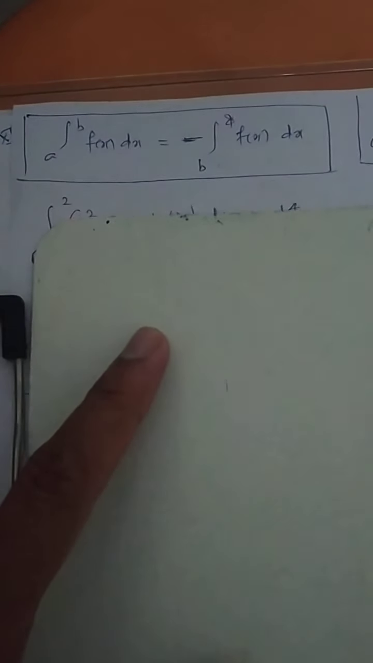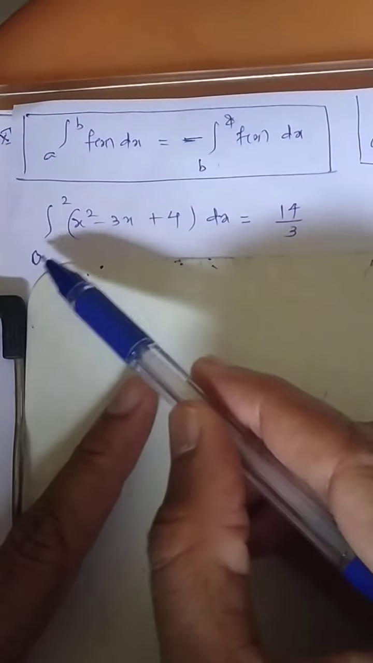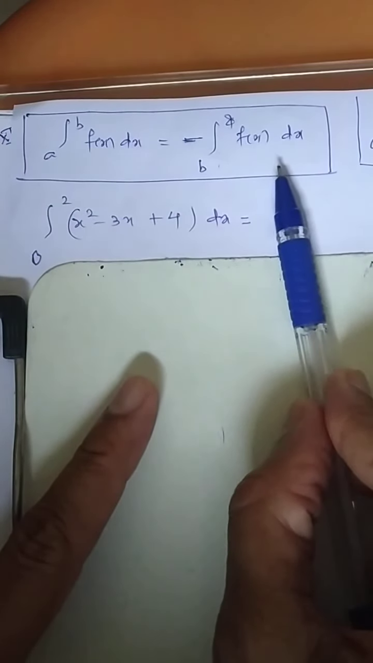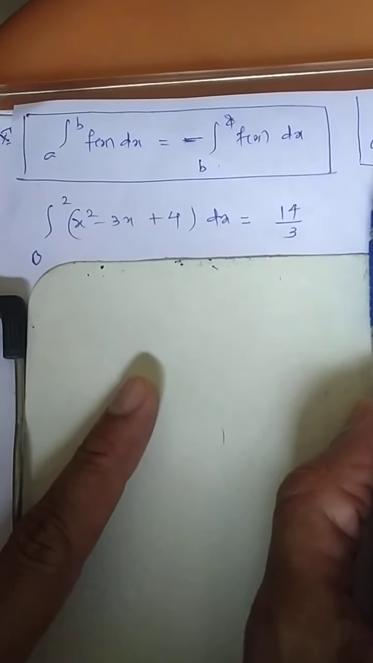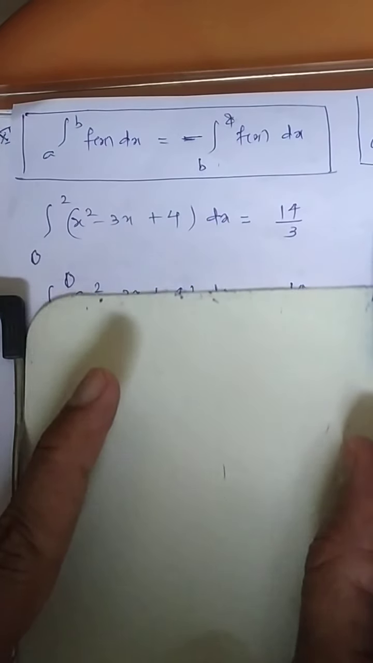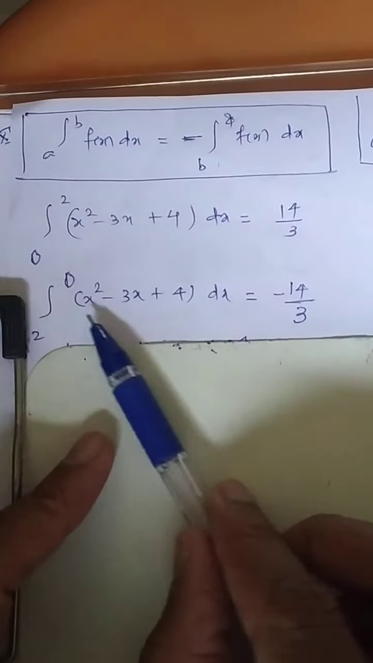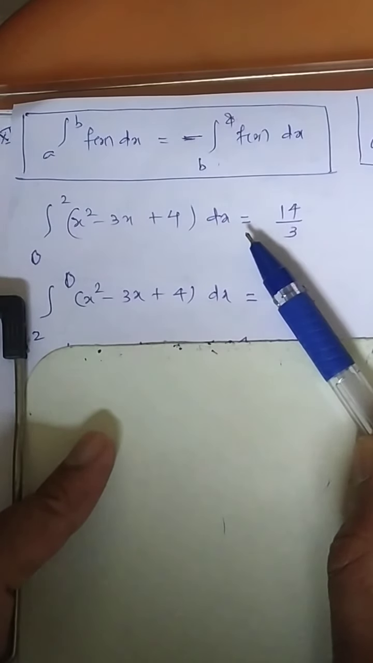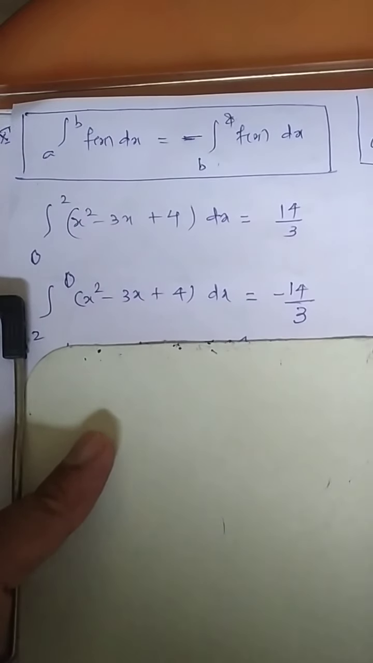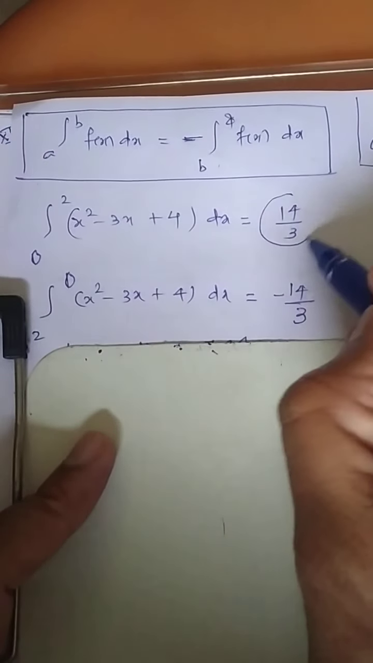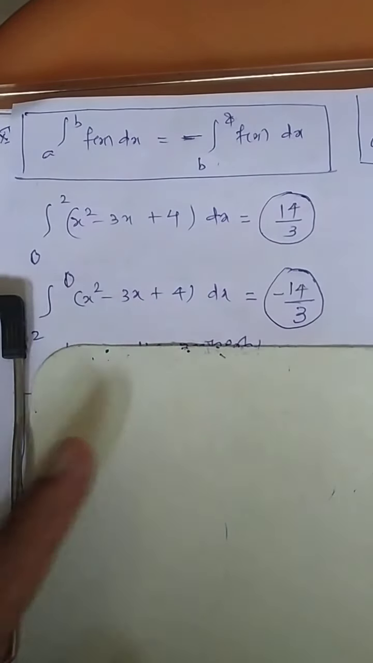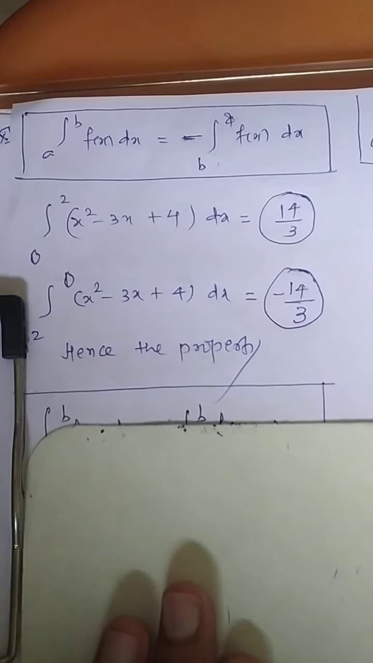How can I justify this with an example? Work out ∫ from 0 to 2 of x² − 3x + 4. Simplify this, you will get the answer as 14/3. Suppose I write the same question ∫ from 2 to 0 of x² − 3x + 4 dx and simplify and work it out on the same line, you will get minus 14/3. So they are negative of each other. This is verification by the problem, hence the property.